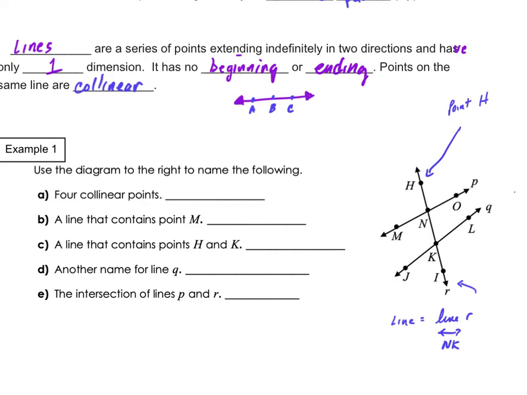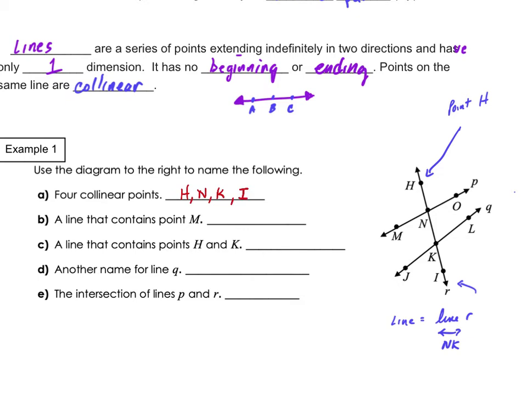So, looking at 4 collinear points. This line only has 3 points on it: 1, 2, 3. Line Q here only has 1, 2, 3 points on it. So I can see here that line R has H, N, K, and I all on the same line. So those 4 points are collinear. So H, N, K, and I are 4 collinear points.